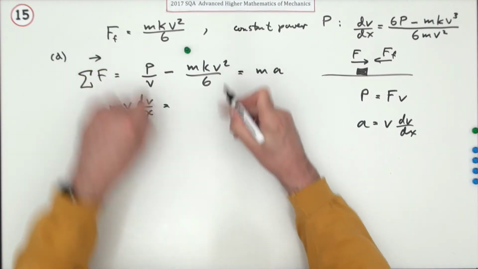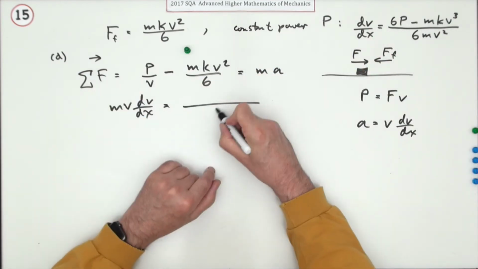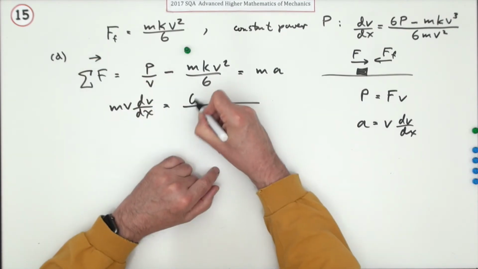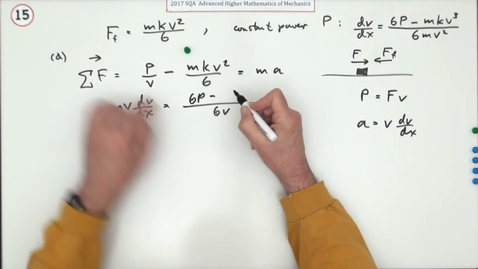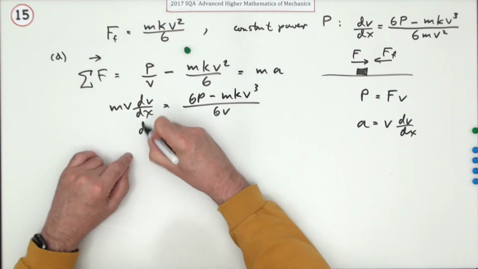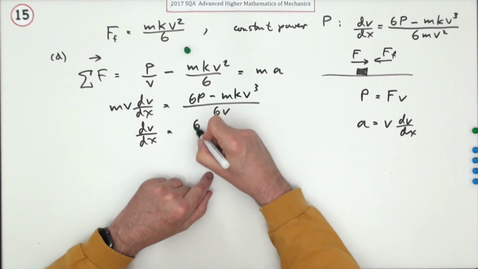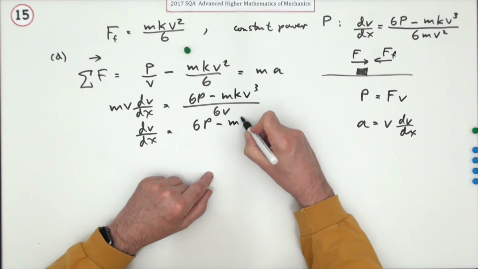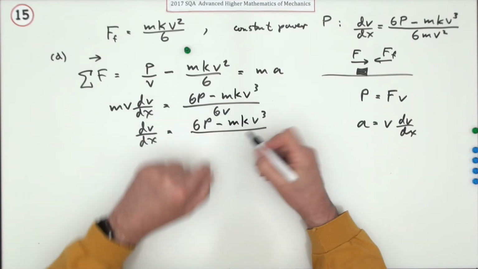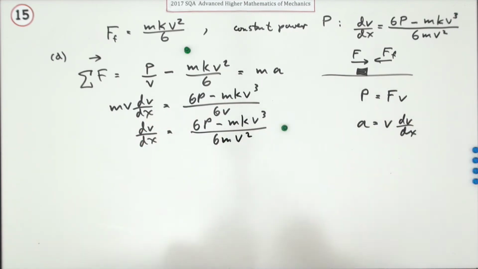And instead of this, because I can see this is meant to be a single fraction, I'll just add those 2 parts together. Common denominator 6v. So that'll need a 6 multiplying it. Oops. And that'll need a v multiplying it. And you're almost there. Take the mv down to the denominator, so it's 6p minus mkv cubed, that's right, over, and m down underneath, 6m, and another v, making it v squared, and there you go.